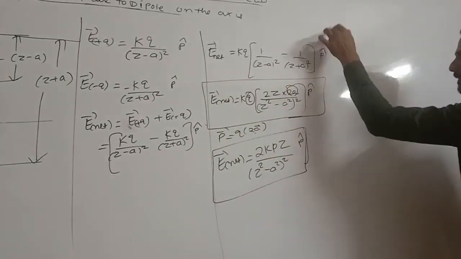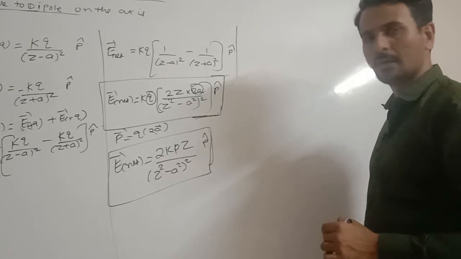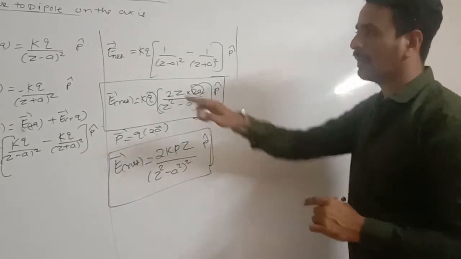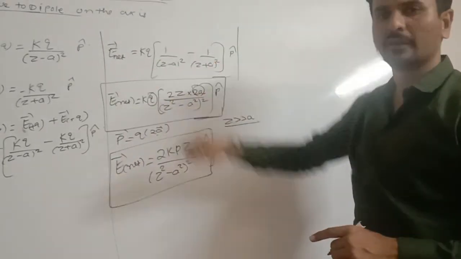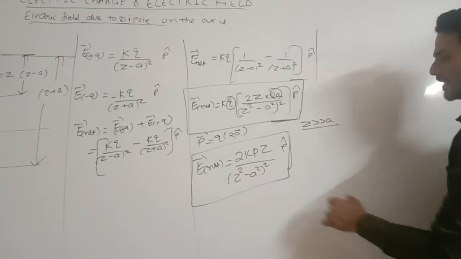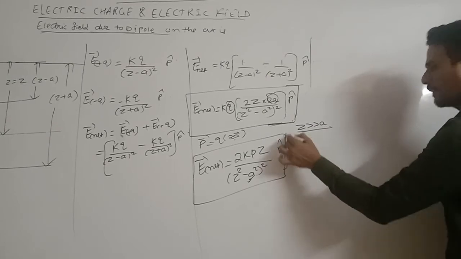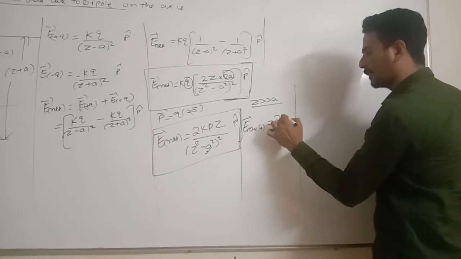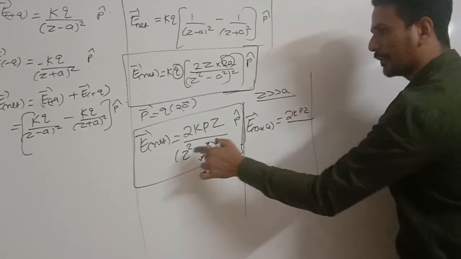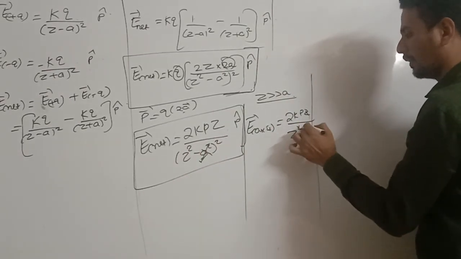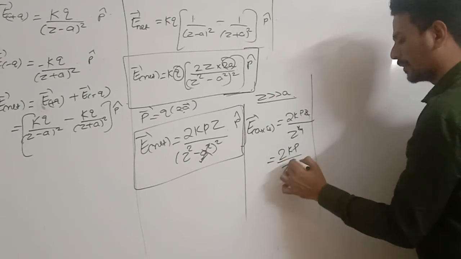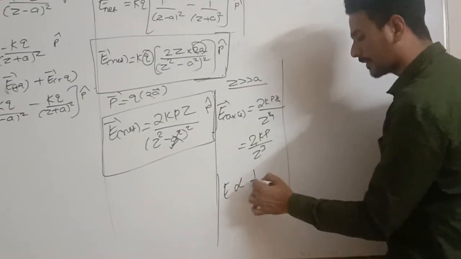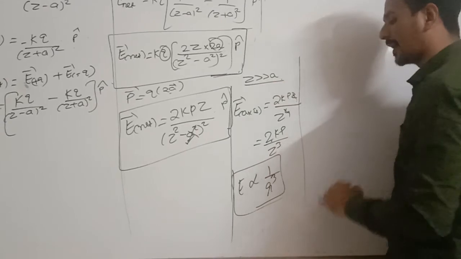Clear? Okay, we can discuss one more point. What if z is much greater than a, right? That means the point P is very far away from the origin. Then you can say z is much greater than a, then a can be neglected. So for this special case, electric field along the axis because of dipole will be 2kpz upon, you can neglect a square, right? So it will be z square the whole square, that is z raised to 4. So it will be 2kp by z cube. So electric field for a dipole along the axis at farther distance changes as 1 by r cube and not as 1 by r square.